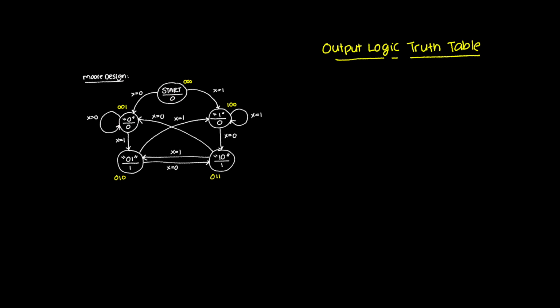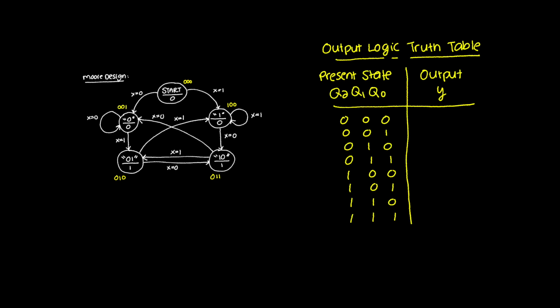So I can see this here, right? If I look at every bubble, so every bubble is representing my present state, I can see that the output is wholly determined by what state I'm in. There's no other variable. So it's not dependent on the input. That's what makes this a Moore design. So when I draw my output logic truth table, all I need are my 8 rows representing all possible present states.